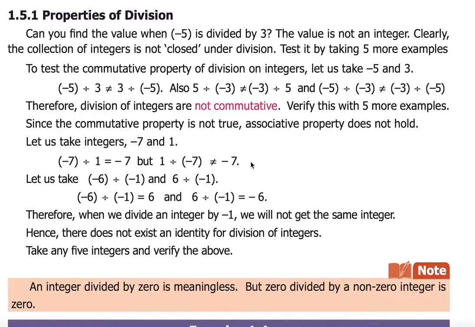Can you find the value when minus 5 is divided by 3? Yes, the value is not an integer. Clearly the collection of integers is not closed under division, right? Test it by taking 5 more examples.